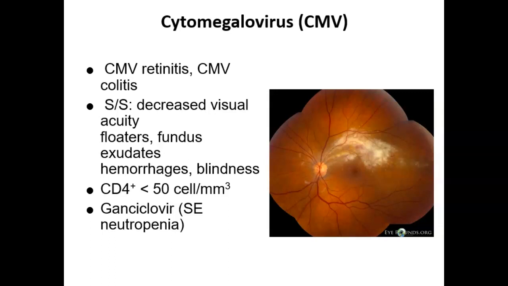So what are we looking for? Decreased visual acuity, floaters, fundus exudates. And then there is some treatment. Localized ocular treatment may include intravitreal ganciclovir, foscarnet, or cidofovir. So look at the ganciclovir. It's an antiviral. That's a picture of the retina.